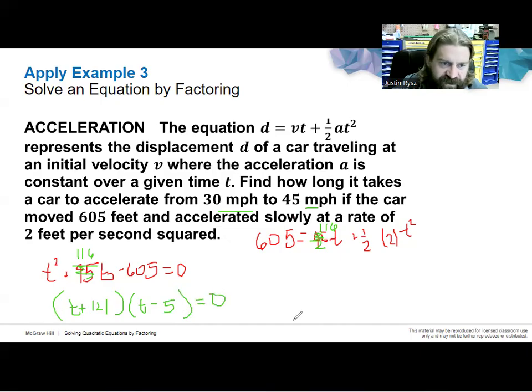All right, we set both of those equal to 0. So t would equal negative 121 or a positive 5. And if you think about how long it takes, it's not negative 121 seconds.